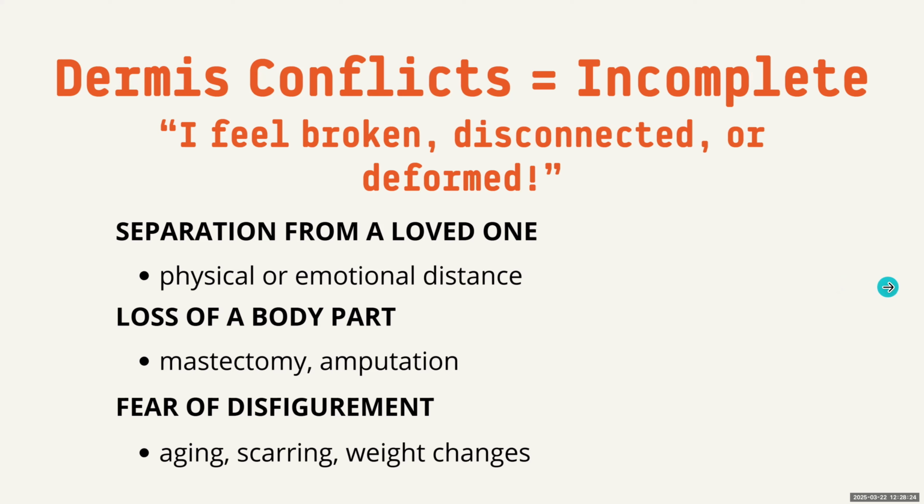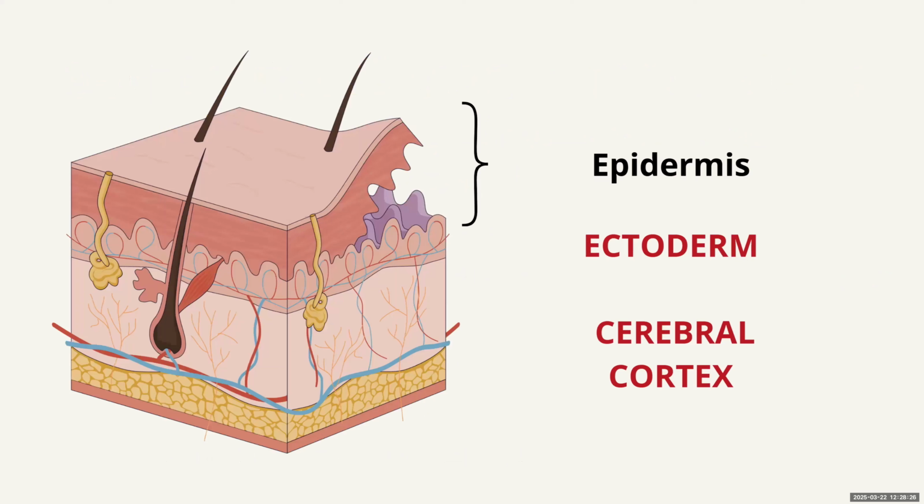It is the opposite for the epidermis. So we are now here on this topmost layer. This is now the jurisdiction of the cerebral cortex, and the germ layer is the ectoderm.